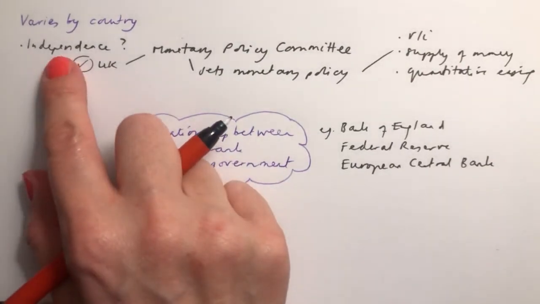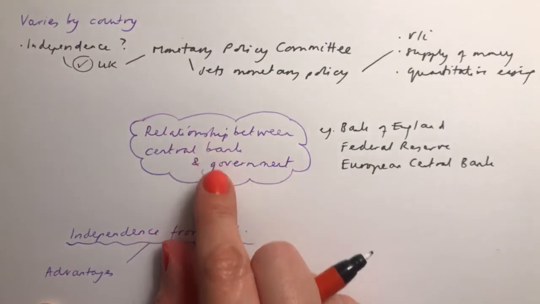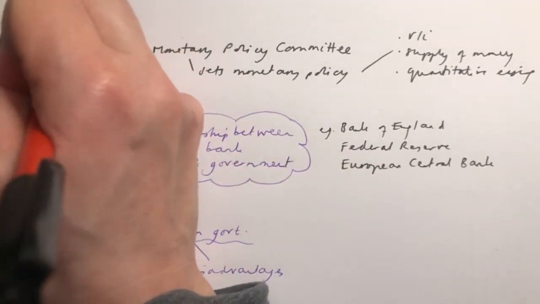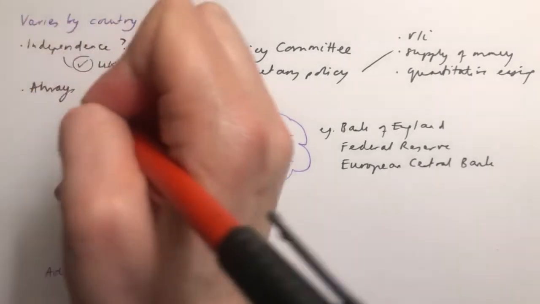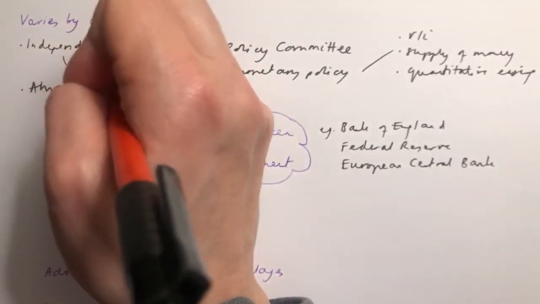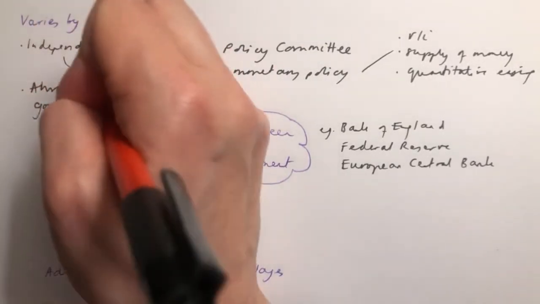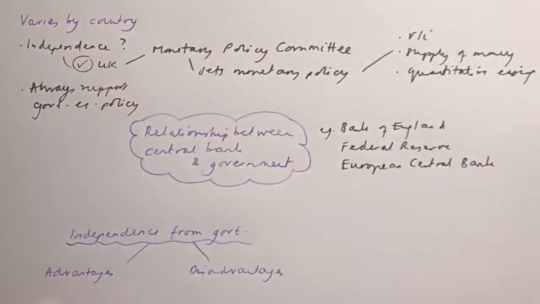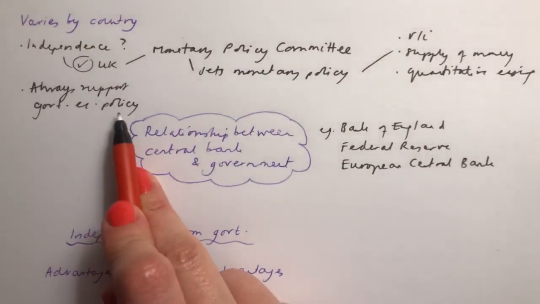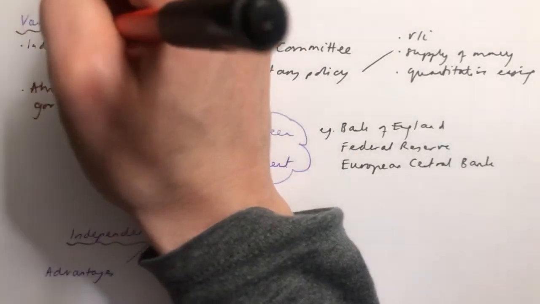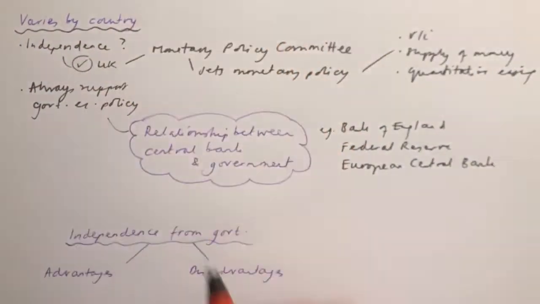In other economies, the central bank won't necessarily be independent of the government. However, they must always support government economic policy, whether they're independent of government or not. So that's how this can work in different countries, having the central bank.